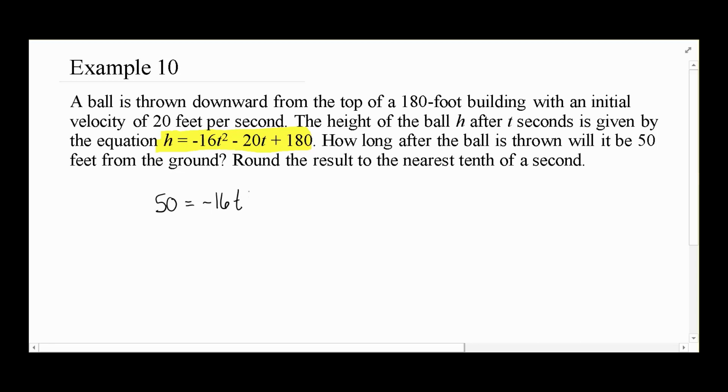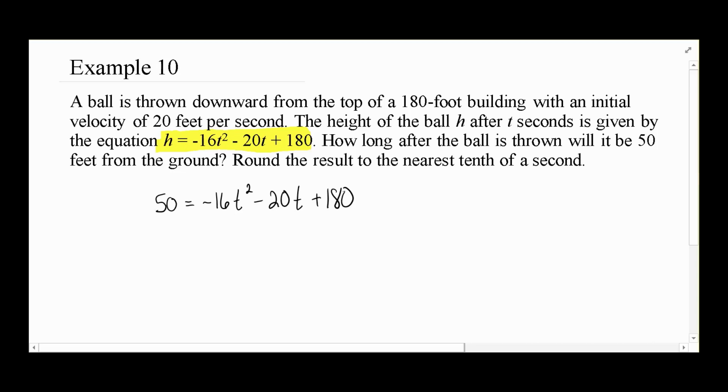Now the other thing that you'll see in problems like this that I want to just talk about real quick in this video is sometimes you're going to be asked on a problem like this, how long until the ball hits the ground? So it doesn't explicitly tell you how high off the ground the ball is, but you have to realize then that if the ball hit the ground, its height is 0. So if you're looking at how long it takes before the ball hits the ground, you're looking for a height of 0.